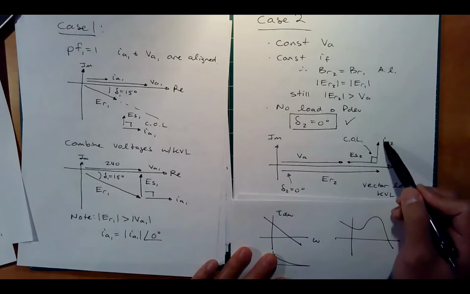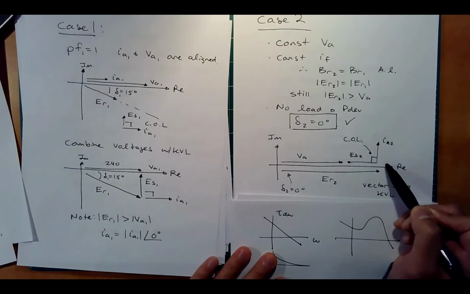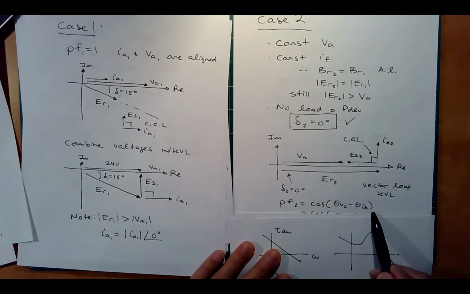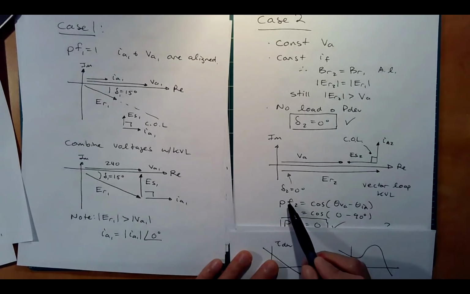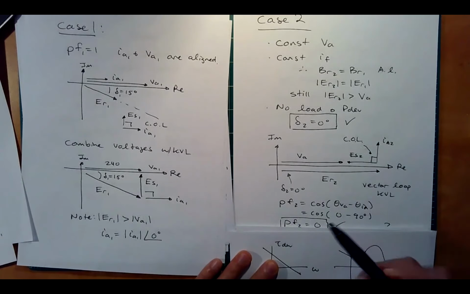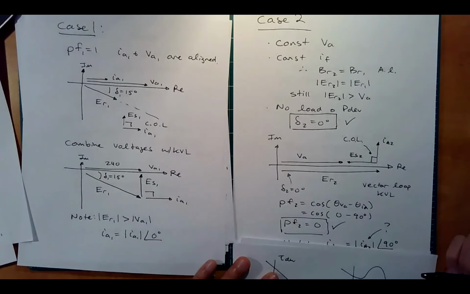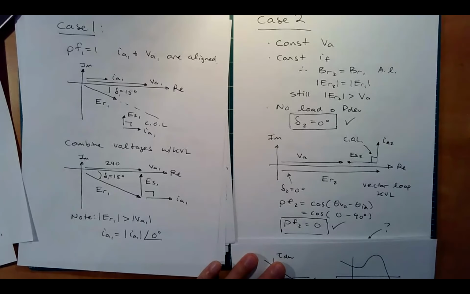Well, what do we notice about this IA2? Notice it has an angle of 90 where VA has an angle of 0. And if we go to our power factor equation, cosine of the angle of VA minus the angle of IA is going to give us our power factor, and that's 0 minus 90. Well, cosine of plus or minus 90 is still 0. So we have 0 for the power factor. Easy.